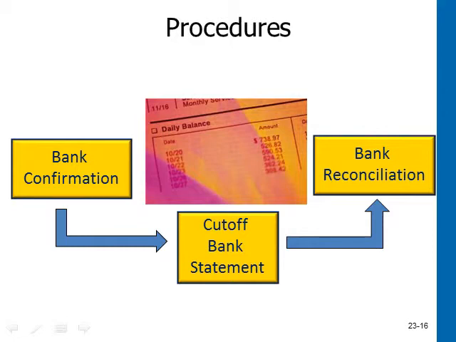And then finally, we have tests of the bank reconciliation, which include a verification that the client's bank reconciliation is mathematically accurate, and tracing checks written and recorded before year-end and included with the cutoff bank statement to the list of outstanding checks on the bank reconciliation and to the cash disbursements journal. Deposits in transit can also be verified by reference to the cutoff bank statement.